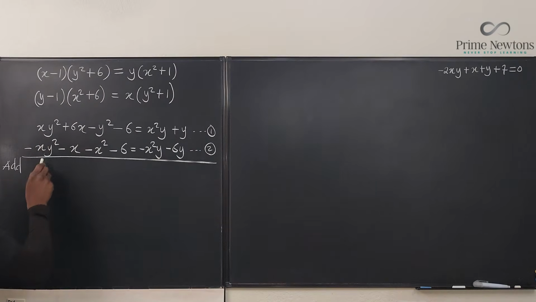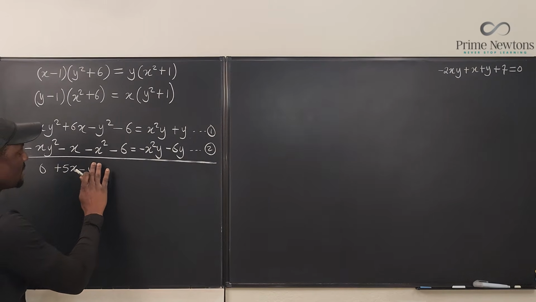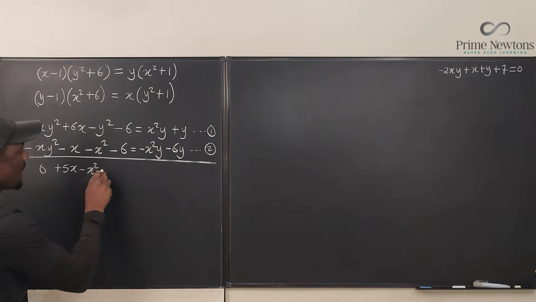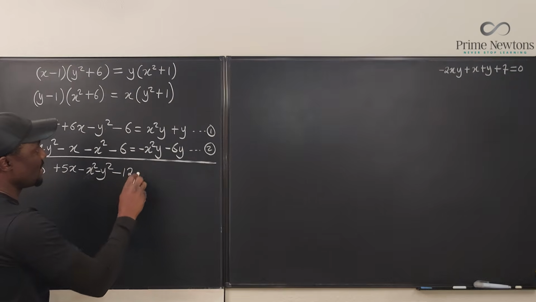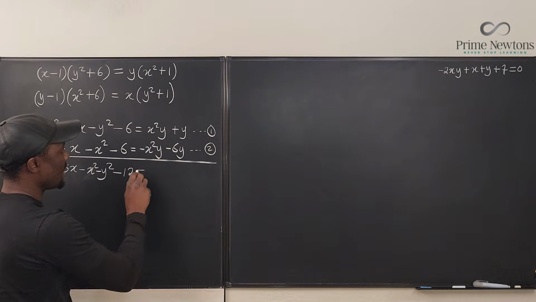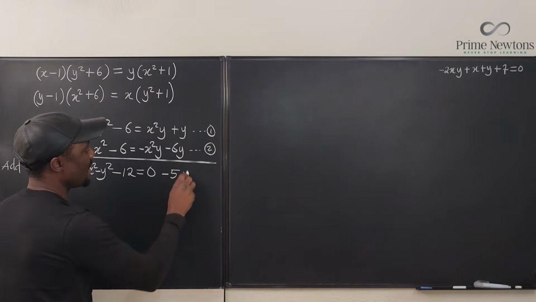This plus this will become 0. This plus this will become 5x. This plus this is going to give me minus x squared minus y squared. Okay, let's just write minus x squared minus y squared. If I add this to this, I'm going to get minus 12. If I add this to this, it goes to 0. Okay? If I add this to this, I'm going to get minus 5y.